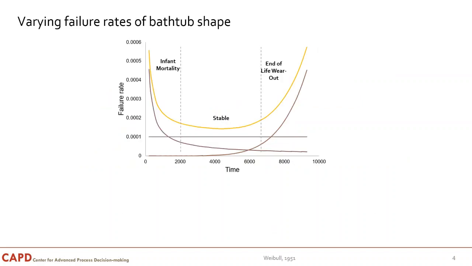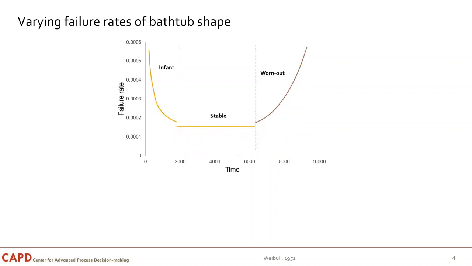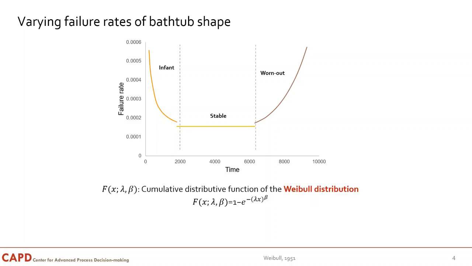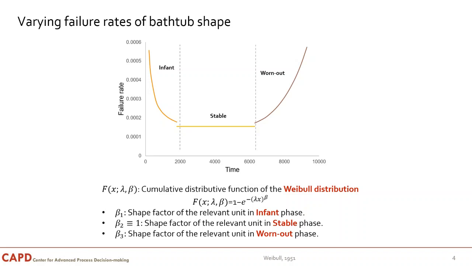In terms of the stochastic process we mentioned before, we take the assumption of varying failure rates of bathtub shape, which is a widely accepted assumption. That means the failure rate of a single unit has three phases: the initial infant mortality phase, followed by the stable phase, and then followed by the end-of-life wear-out phase. If we discretize that and use the Weibull distribution to represent each of those phases, they have different shape factors. Here, beta 1, beta 2, and beta 3 correspond to the shape factors of these three phases.